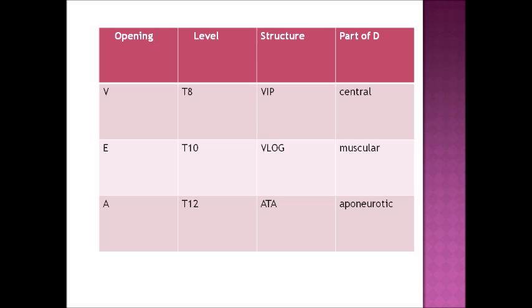Then coming to esophagus, just remember E stands for ego, and ego is very strong, so it is a very muscular part. So the esophageal opening comes through the muscular portion of the right crus of the diaphragm. Just remember the muscular portion of the diaphragm. Then coming to the aortic opening, A stands for aorta, A stands for aponeurotic part. So it opens between the right and left crus, the aponeurosis of the diaphragm.